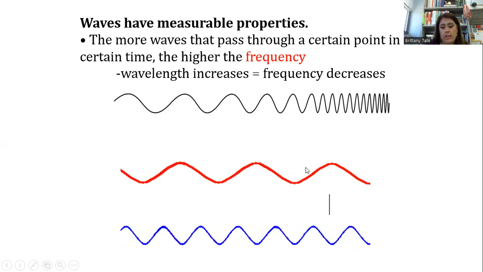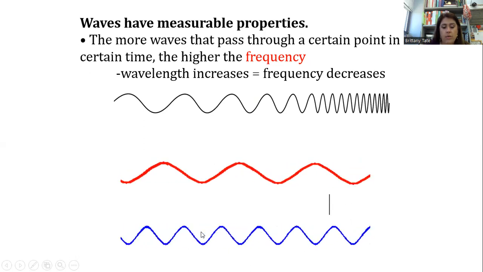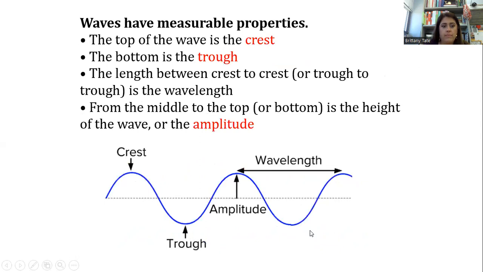The red wave has a long wavelength, low frequency, because not that many waves are passing this specific point. Quite opposite here to the blue waves. They have a high frequency, shorter wavelength.